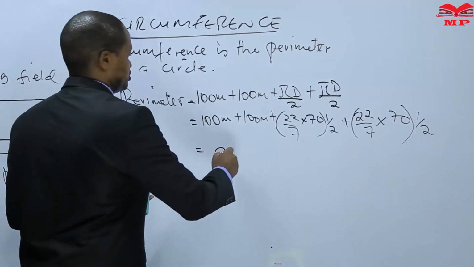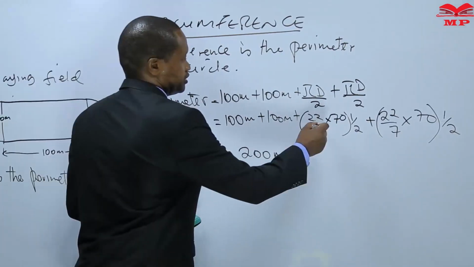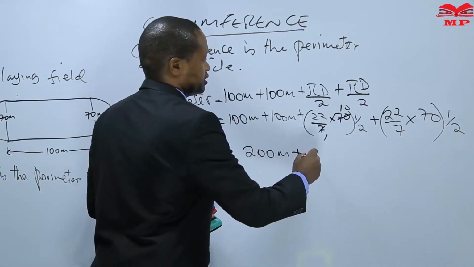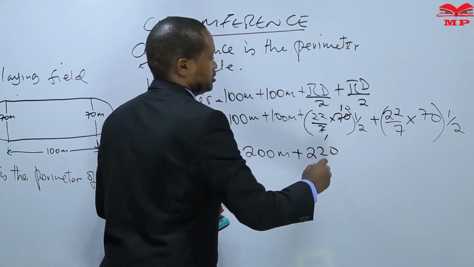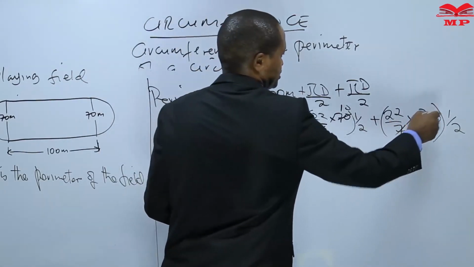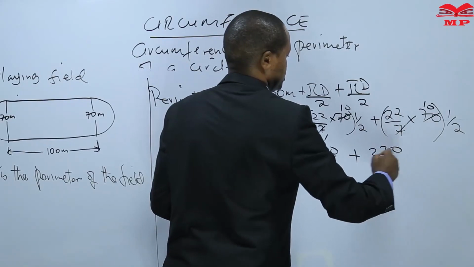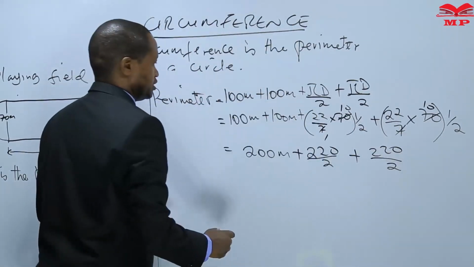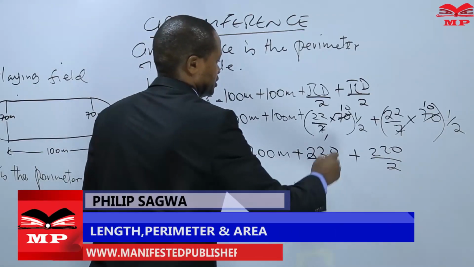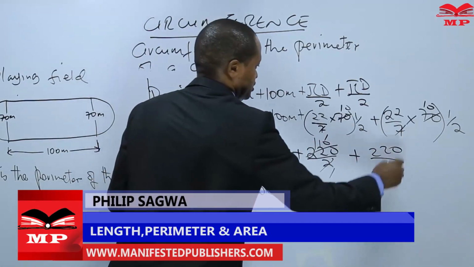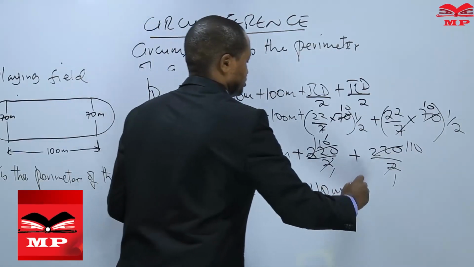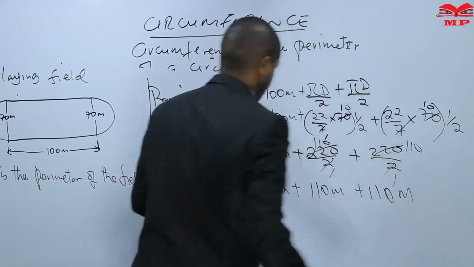So this will be equal to 200 meters plus, 7 goes here once, 7 goes here 10 times, so we have 220 divided by 2, plus the same case here, 220 divided by 2. Those are meters. It's 200 meters plus, 2 goes here 110, 2 goes here 110, so plus 110 meters plus 110 meters.